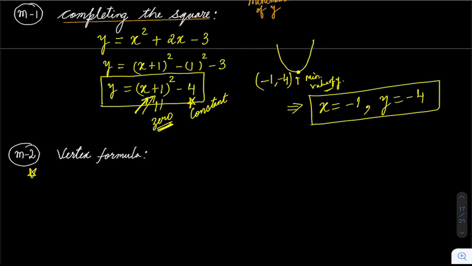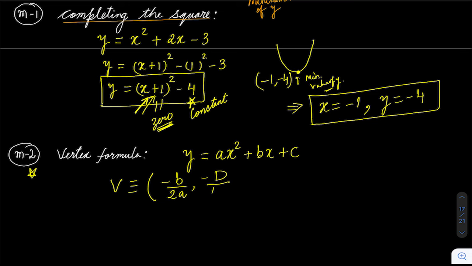There is a formula for finding a vertex. Whenever you have a quadratic, ax² + bx + c, you can directly find the vertex coordinates. The formula for that is: the vertex is (−b/2a, −D/4a). So this is my vertex formula.